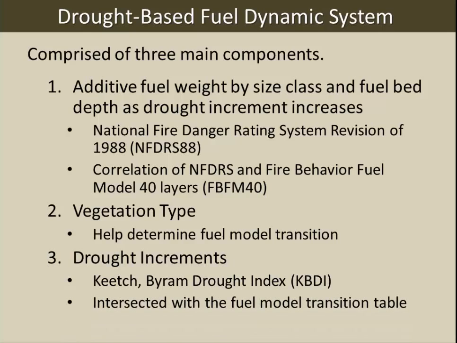KBDI outputs for the Southeast were intersected with the fuel model transition table and then were transitioned to either the same, similar, or more aggressive fuel models, depending on existing vegetation type and drought class.